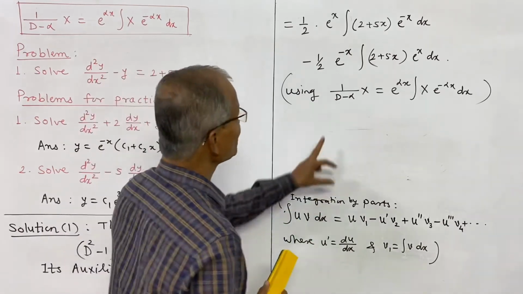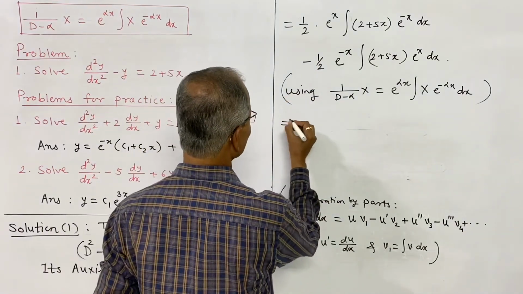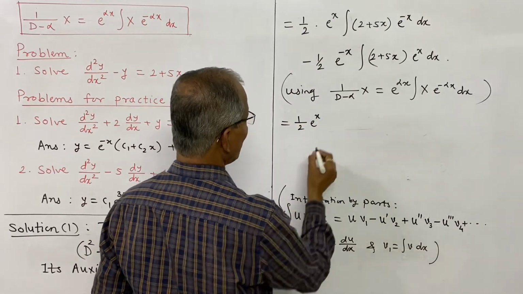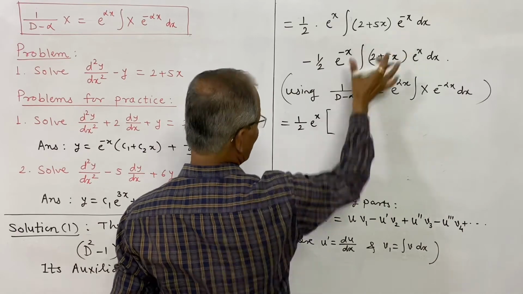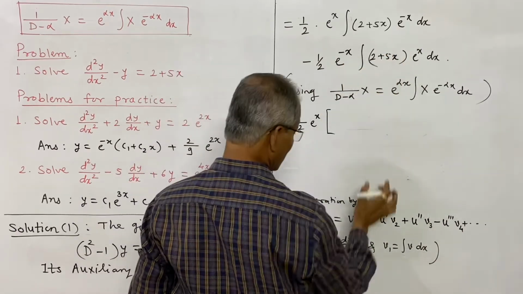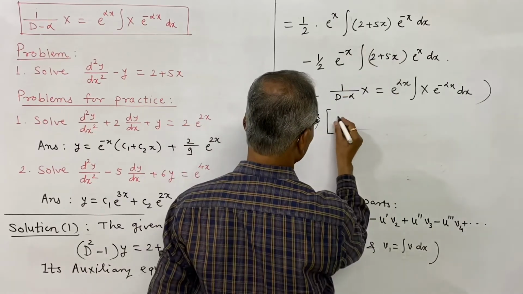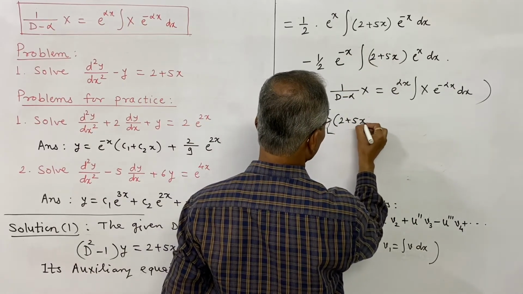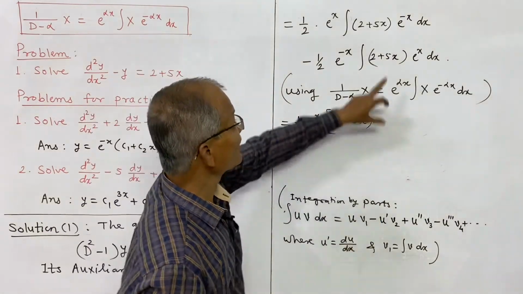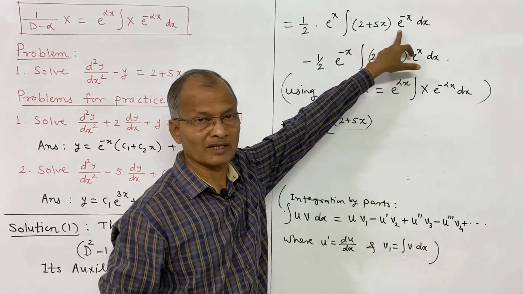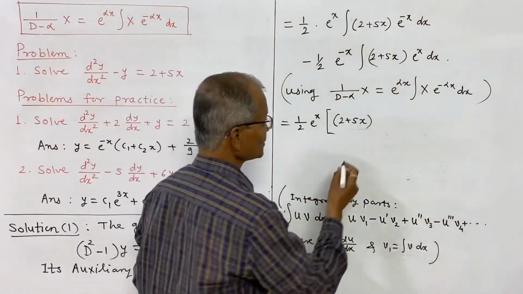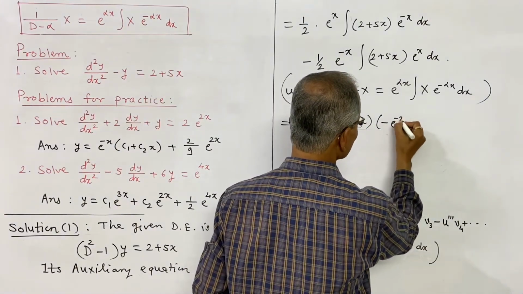So use this rule here, and that will be equal to 1/2 e power x remains the same, and in bracket I shall write this rule. So what is u? This is u, and this is the second function v. So u as it is means 2 plus 5x as it is. Integration of v1 means integration of v, integration of this e power minus x, and that we know as e power minus x divided by minus 1, which is minus e power minus x.